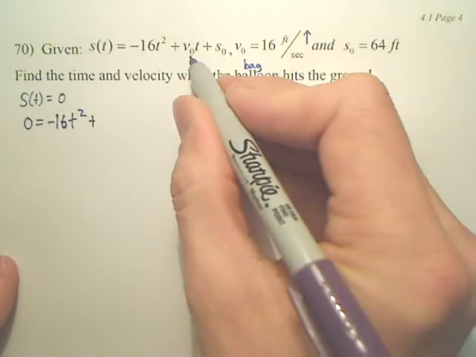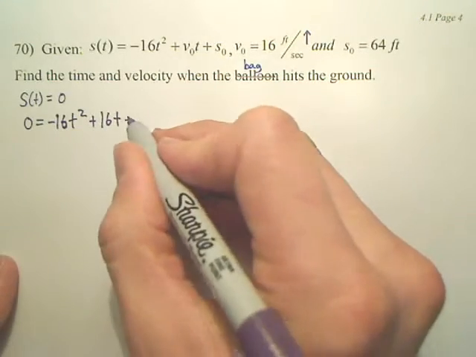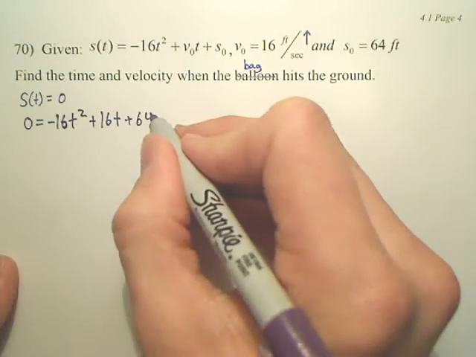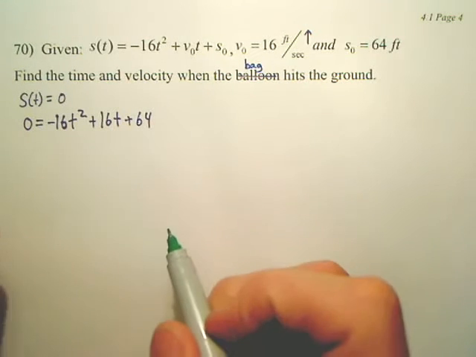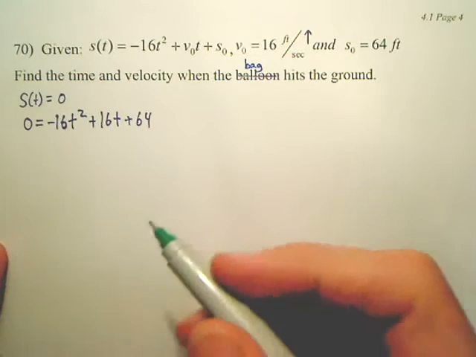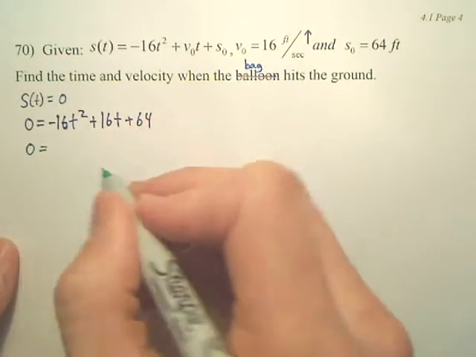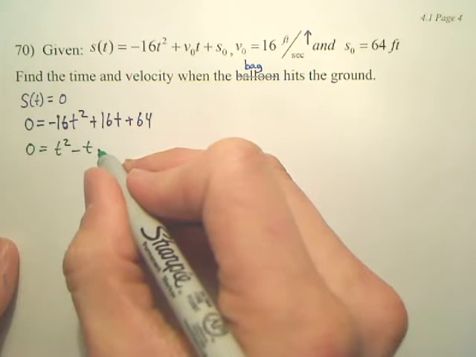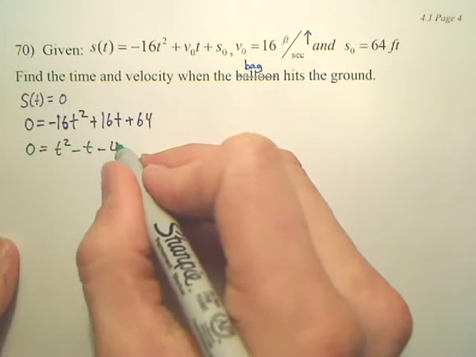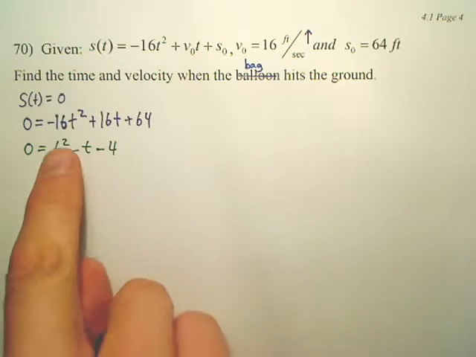Do I know my initial velocity? Yeah, it's 16. Do I know my initial position? Yeah, it's 64. Due to the formula given, which we actually did in the previous problem, can I solve this and find the time at which it hits the ground? Yes. It'd be a lot easier to divide everything by negative 16 and get t squared minus t minus 4. And you have to use the quadratic formula.